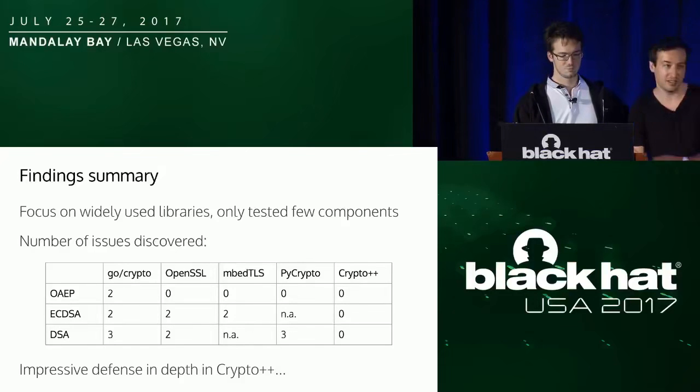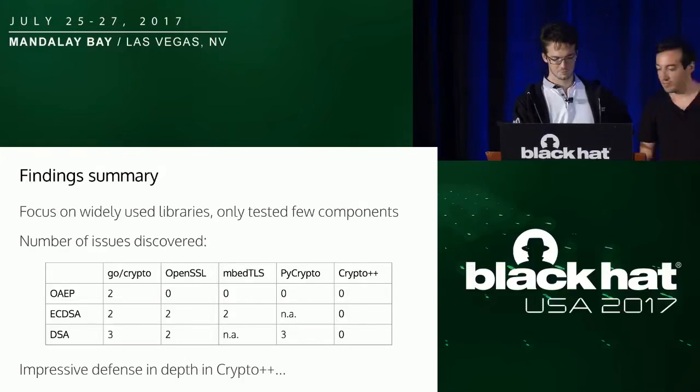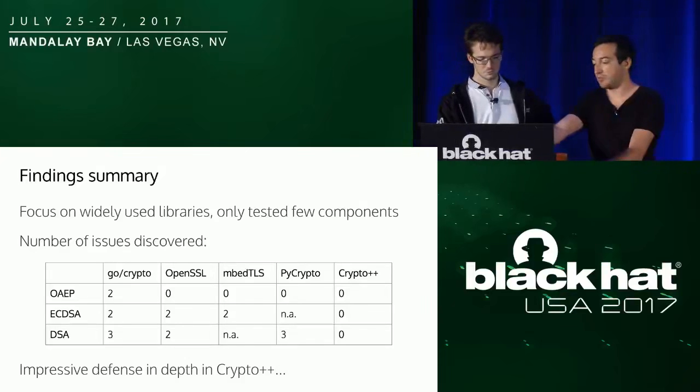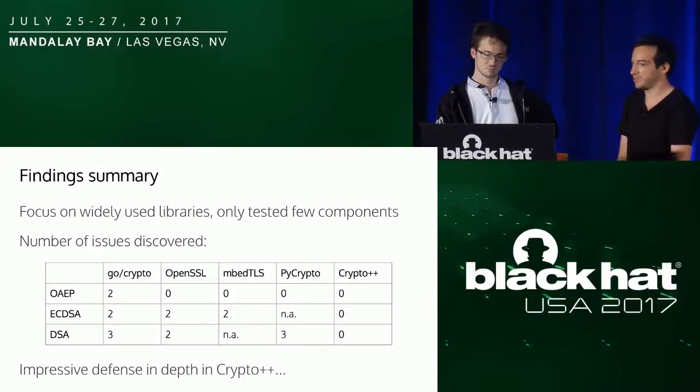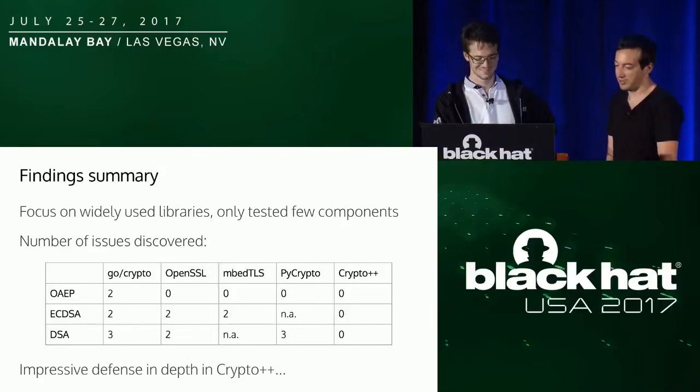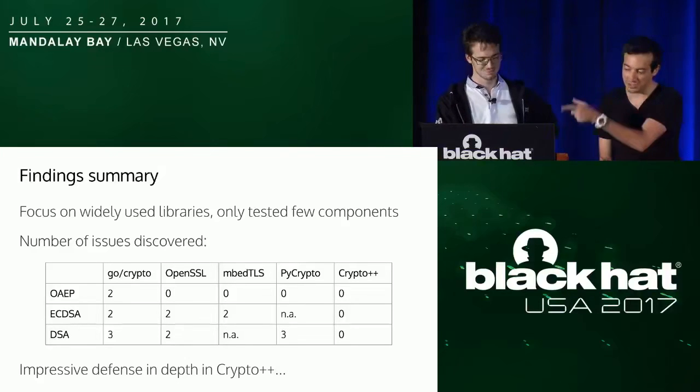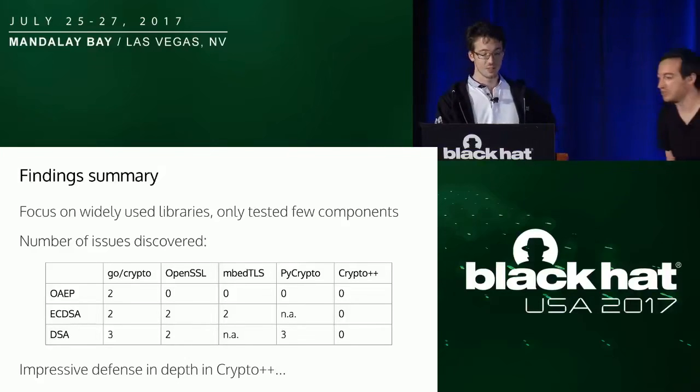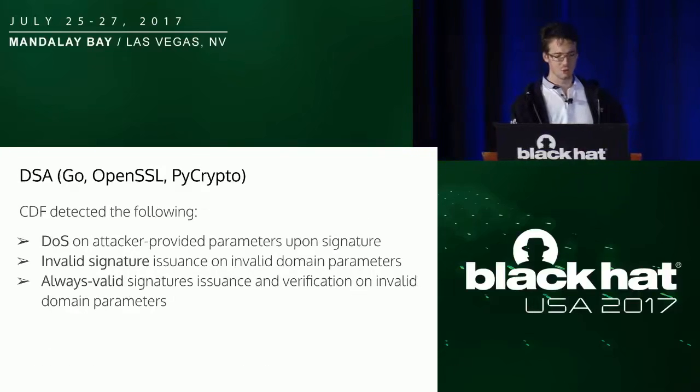Where the consequence is that they try to accept parameters that they should not accept. I mean, Crypto++ fares pretty well here because they're paranoid. But as you see, Go fixed some stuff that we reported. Yeah, so we reported some of the problems.